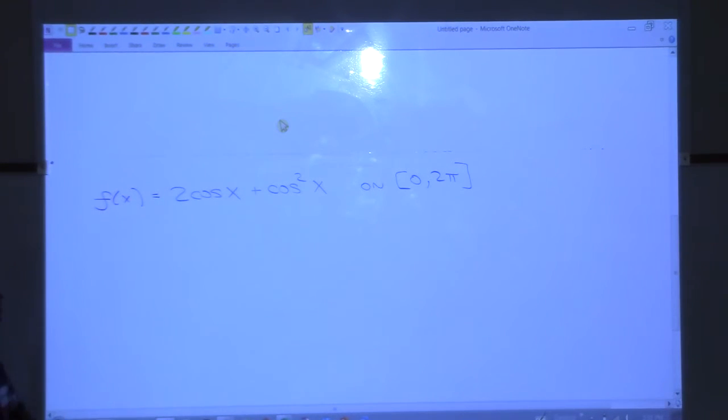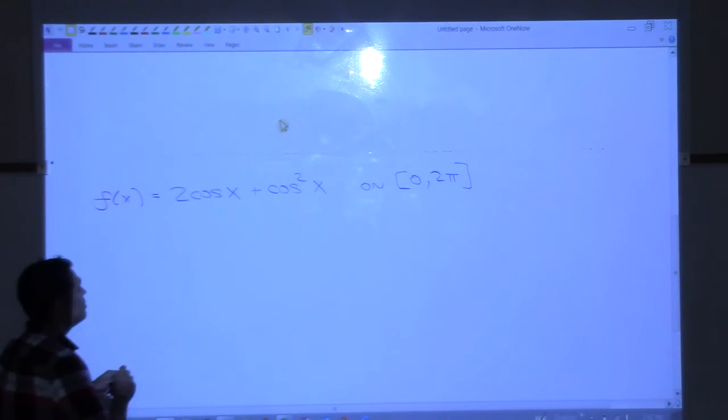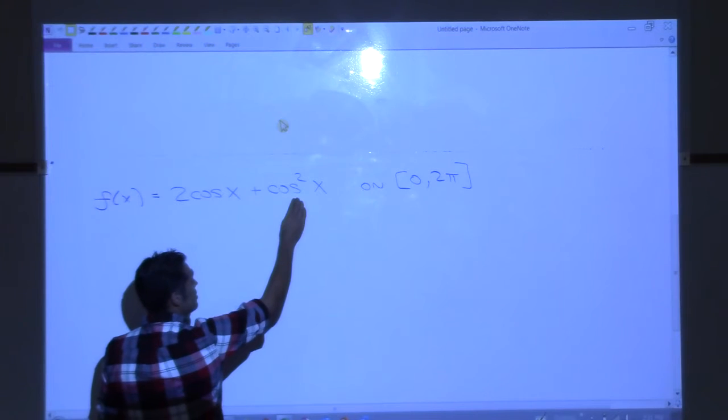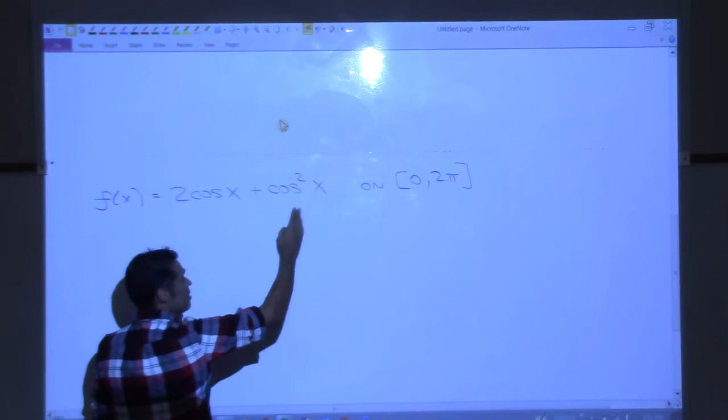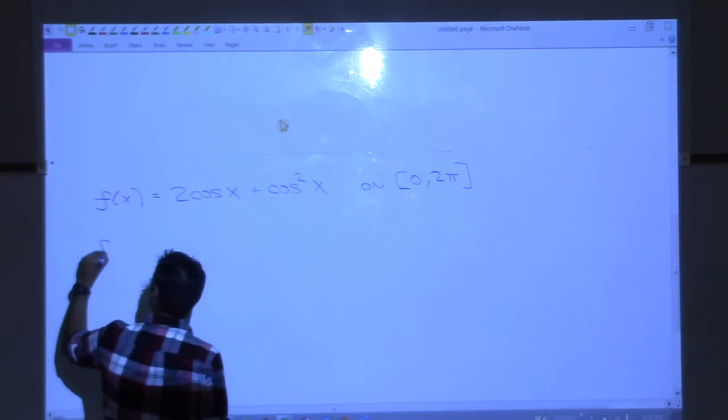All right. Continuous? Yes? No? It's continuous because cosine's continuous. This is continuous because you square a continuous function, you're still continuous. All right, let's do the derivative because we're going to need it.